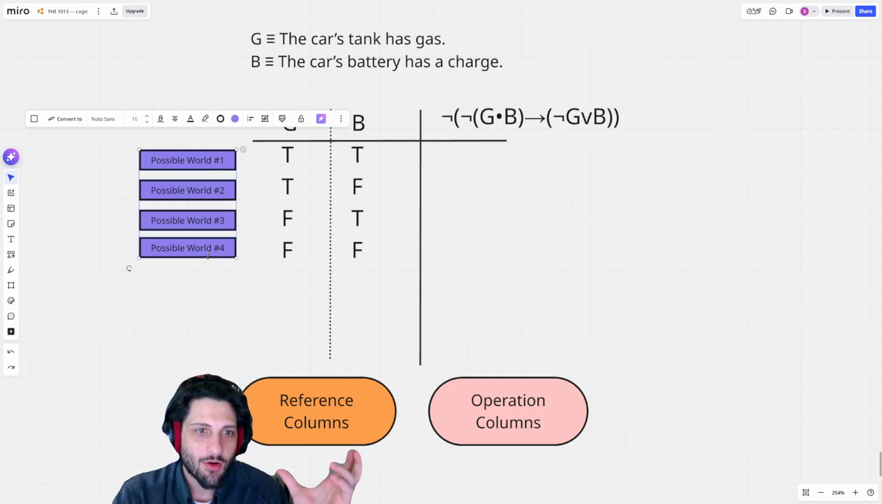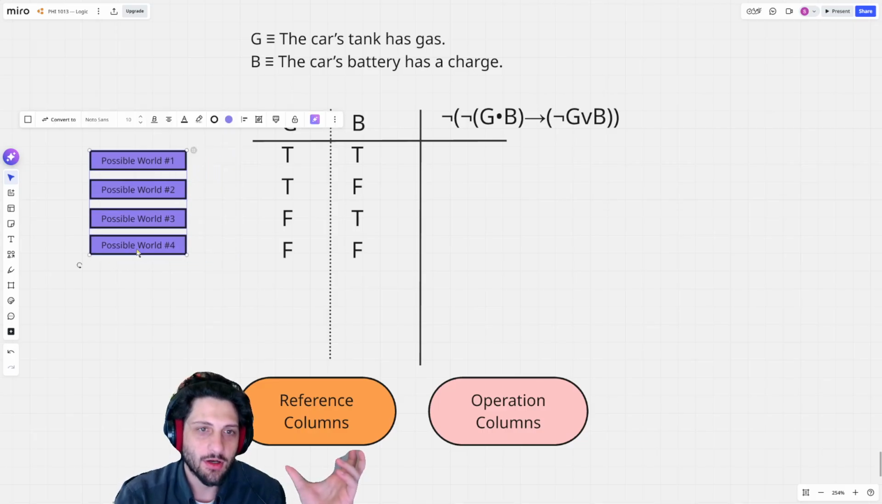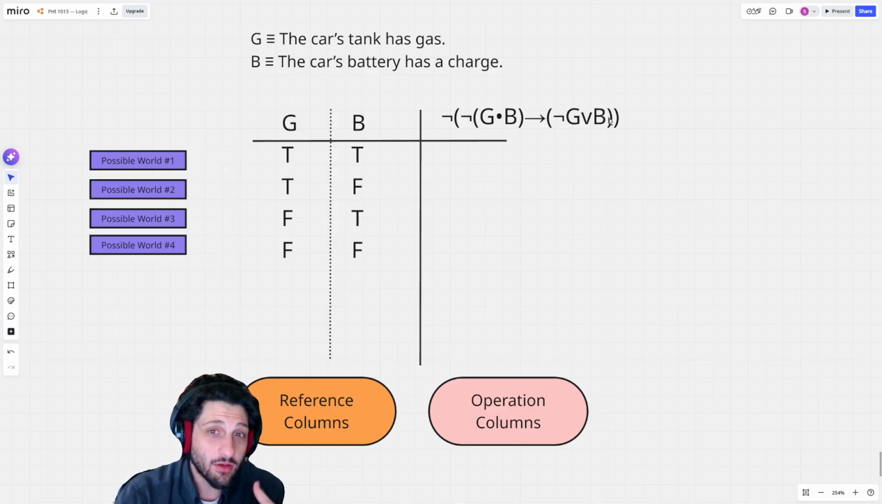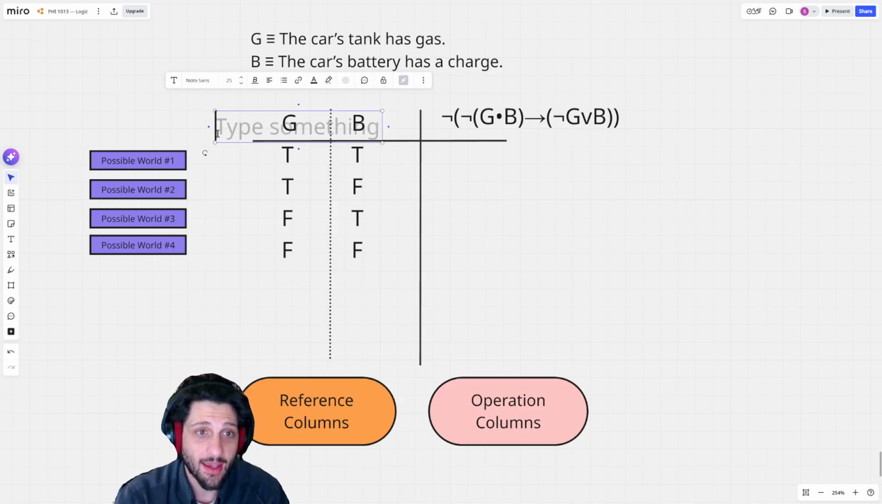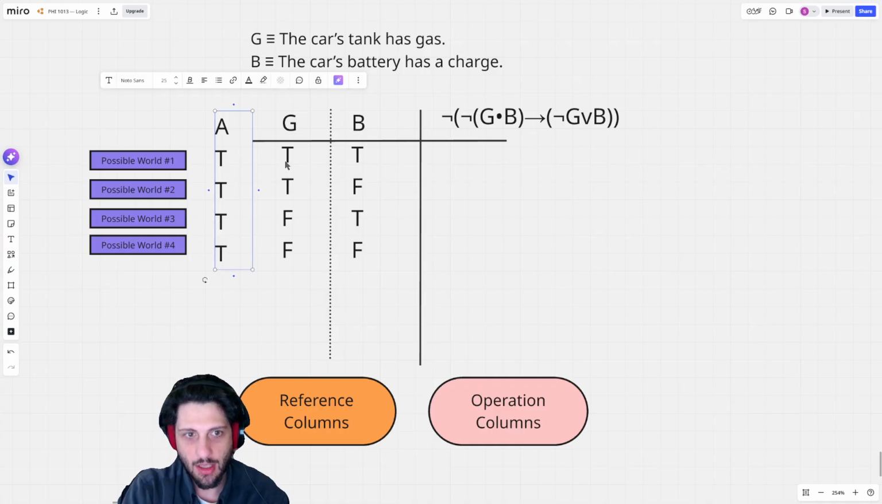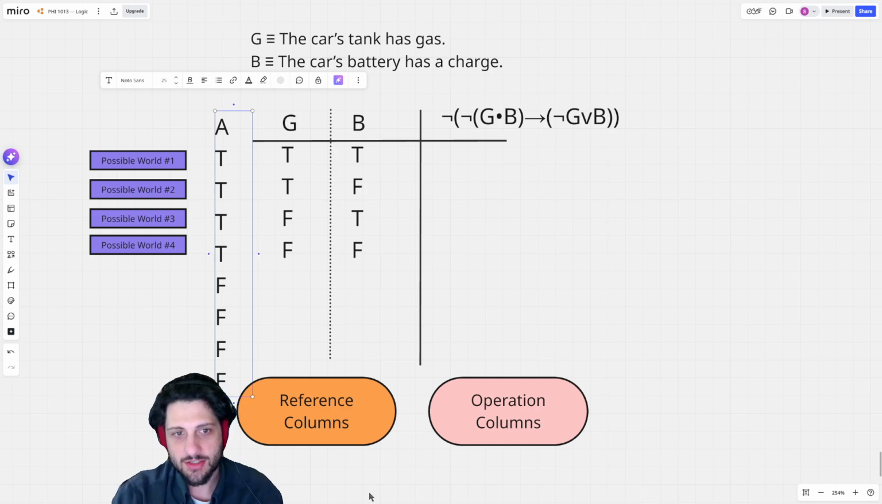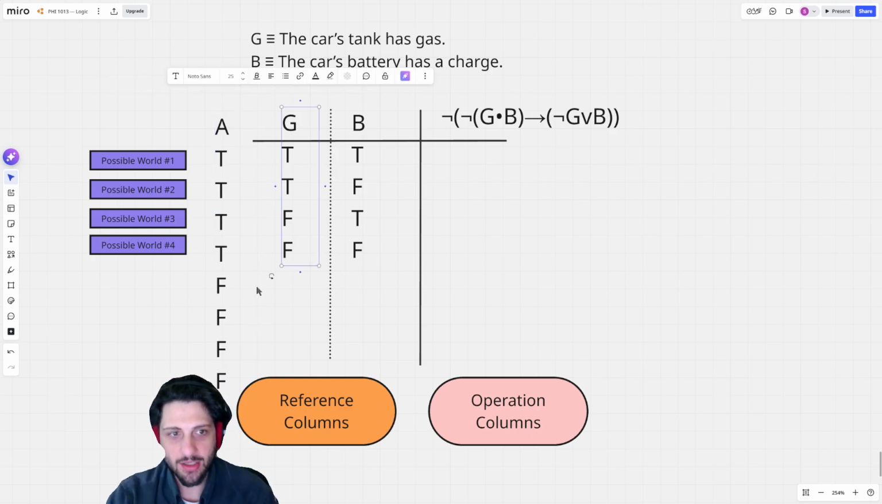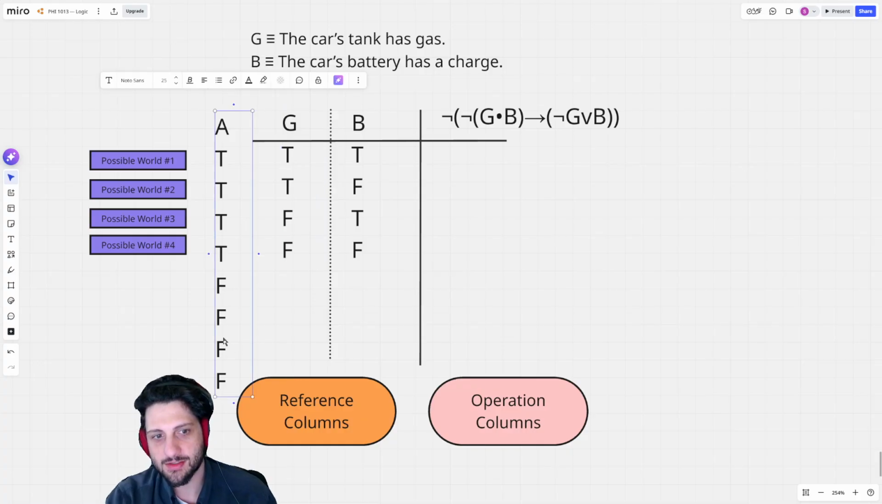And then, right, if I were to go further, if I had another letter in here, let's say I also had something like A, well, then I would have to think about all of these 4 cases while A is true, and then think about all 4 of those same cases while A is false, right? So I would be effectively doubling the number of possible worlds.